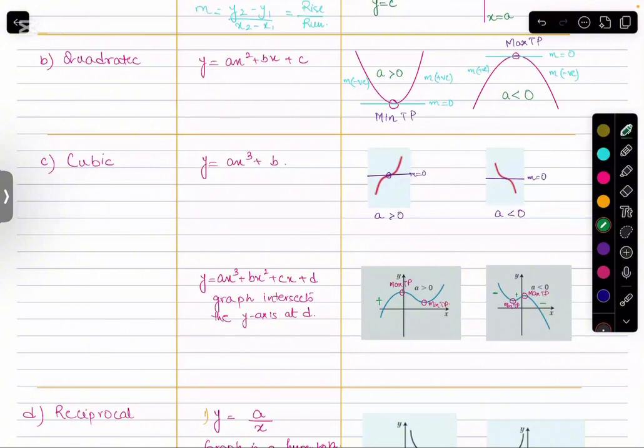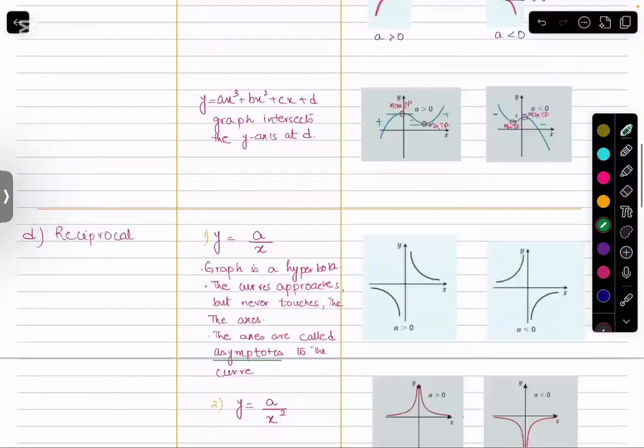और इस case में, पहले case में जब a greater than 0 है, first it's a positive, here it's a 0, then it's a negative, here again it's a 0, and then again it becomes a positive here. So this is all regarding your cubic curves.